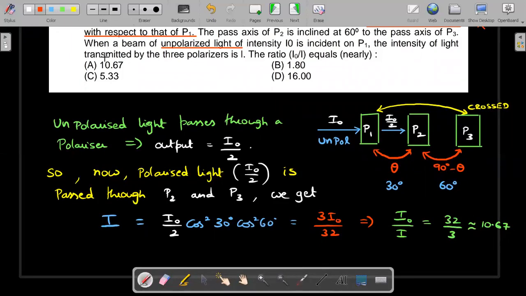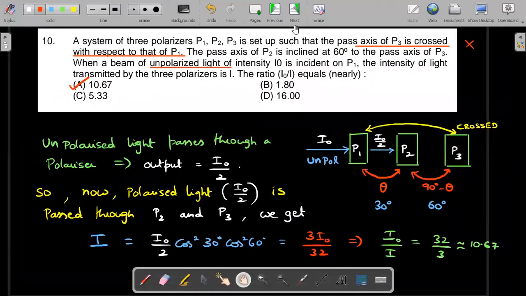So this is a very important model of question that they keep asking. So please do revise Malus's law. Let's move on to the next one.